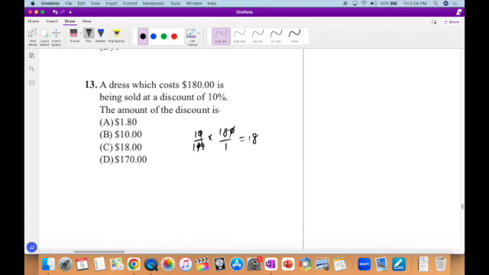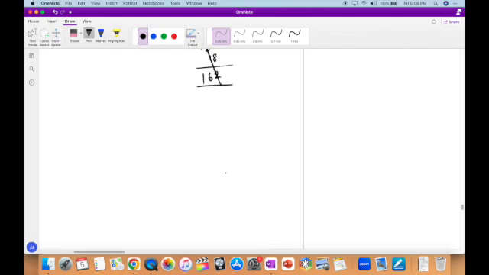Being sold at a discount of 10%, so 180 minus 18: 10 minus 8 is 2, 7 minus 1 is 6, 162. The amount of the discount, oh, they didn't ask for the discounted price, they asked for the amount of the discount. So it would be $18, sorry. So yes, $18 is the amount of the discount.